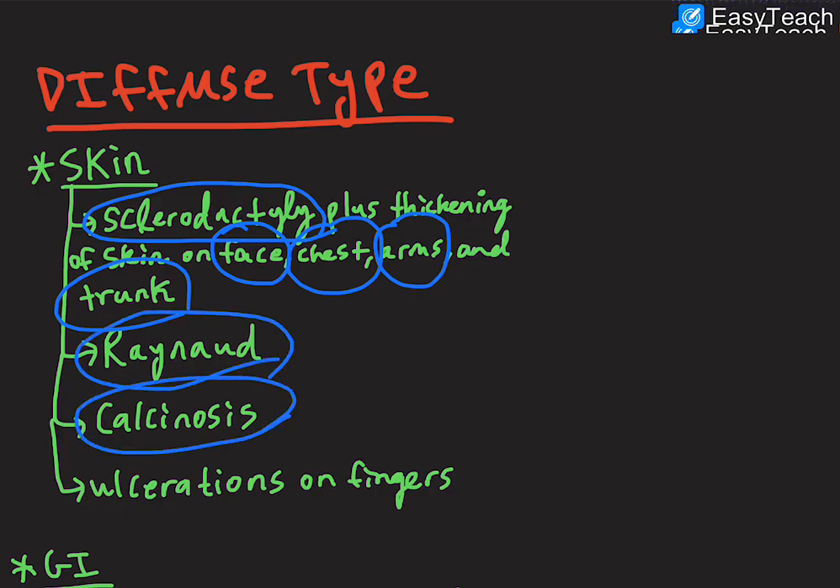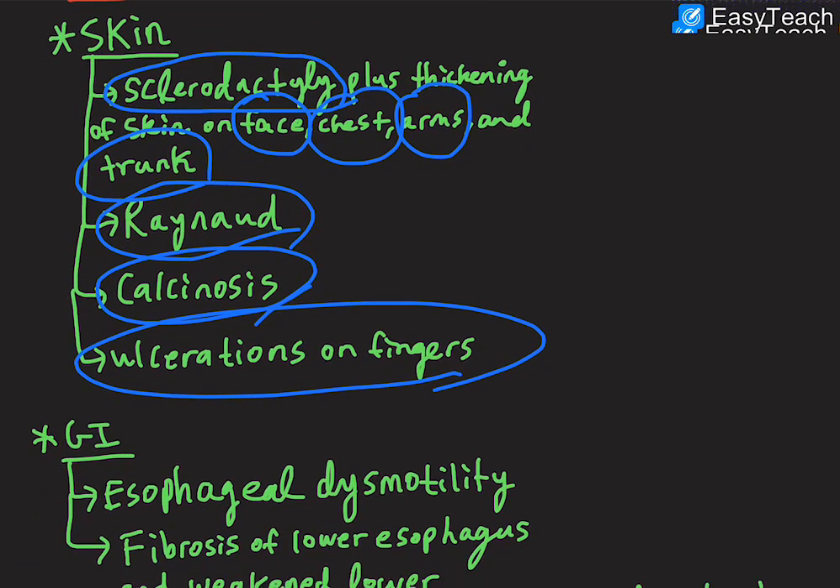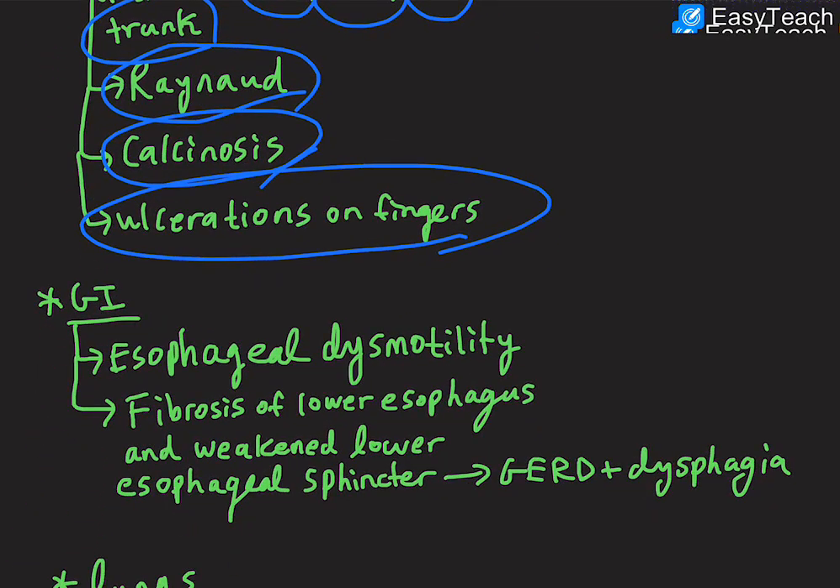You can see calcinosis, right? And if the fibrosis gets really bad to the point where you're restricting blood flow to the skin tissue, you can see ulcerations in your fingers too, right? On your fingers. So that's the skin findings.